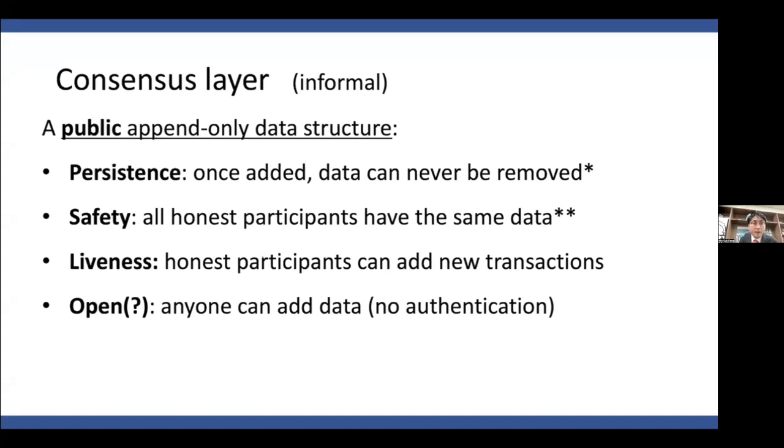in practice. But in general, the consensus layer of Bitcoin tries to provide persistence, which means that once something is added to the append-only data structure, data can never be removed. So you can say immutability. Safety means all honest participants have the same data. And you can see that from the very beginning, people have thought about dishonest participants, right? Because it's going to be a financial system after all, so dishonest participants must be there. We should assume that. Liveness means honest participants can add new transactions. If the system stops, you cannot add new transactions. That liveness is gone. Open means anyone can add data, no authentication.